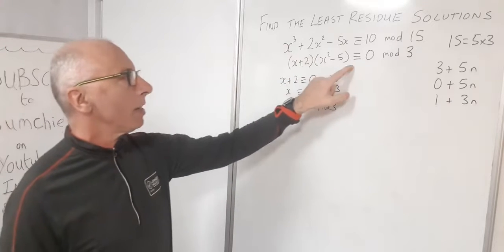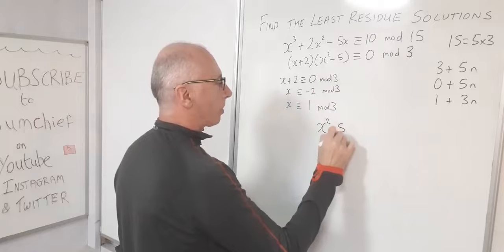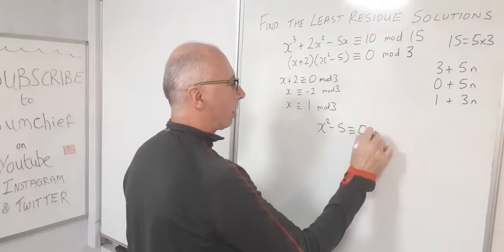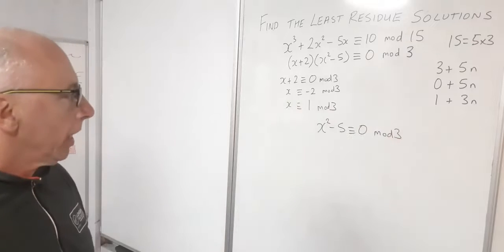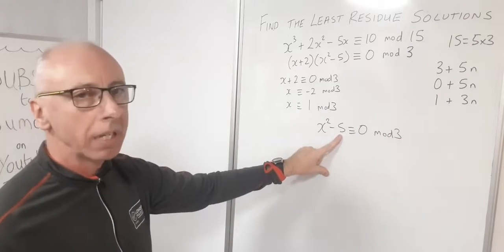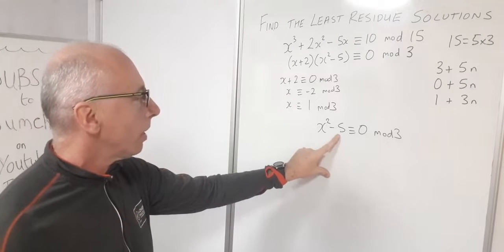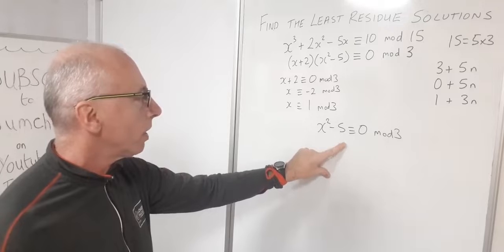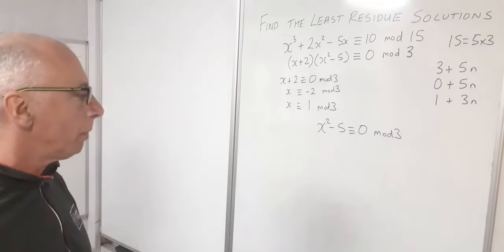Now let's set about this x squared minus 5. So x squared minus 5 is congruent with 0 mod 3. Okay, well I want to keep a negative number so we can keep subtracting 3 from this and see if we come up to a square number. So x squared minus 8, x squared minus 11, 14, 17. Seems like it's going to take quite a while before we find a square number.